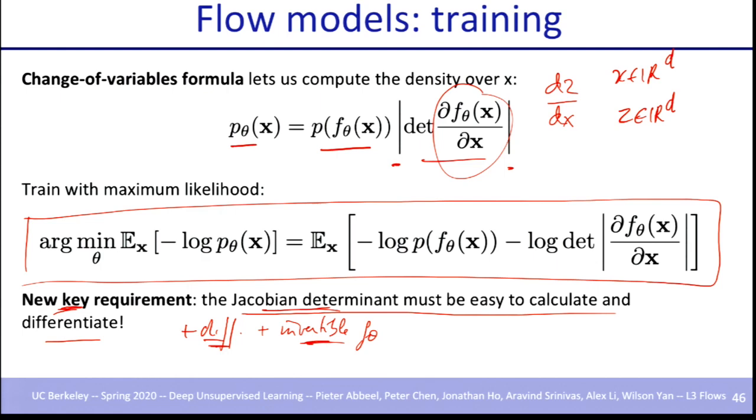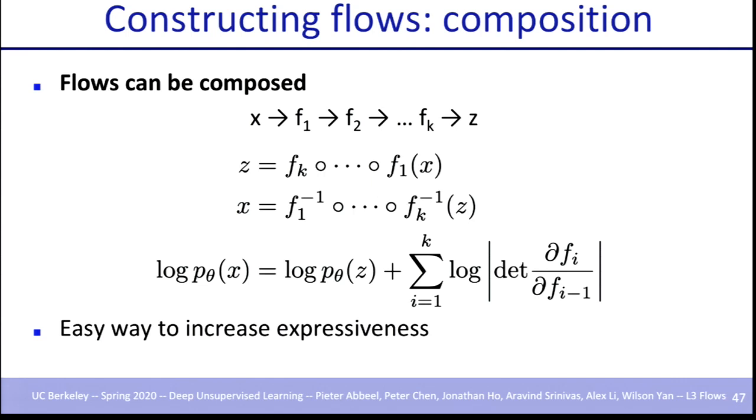So we can construct flows by composing these, just like we did for autoregressive models. We did one variable at a time, and you have a term for each variable. Now you also have a term for each stage: the sum of log determinants at every step along the way. So it's very easy to increase expressiveness, as long as your core modules are reasonably expressive, so you're not stuck with something that's everything just linear. Probably nothing good comes out of that.